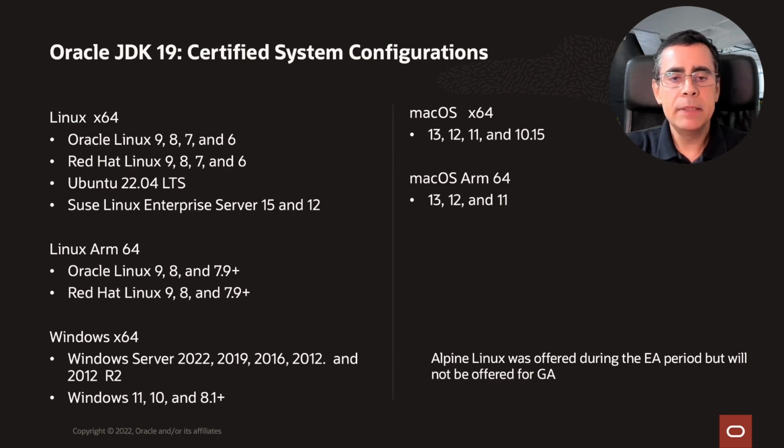As you would expect, JDK 19 supports the same operating systems as previous JDK versions, but we also add some of the newer updates like Oracle Linux 9 and macOS 13. For Linux and macOS, we support x64 and ARM64.